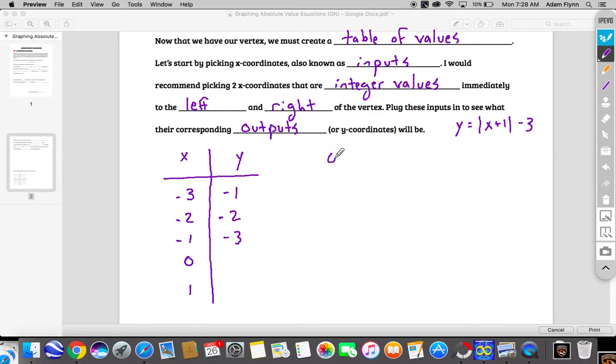So when I plug in 0, okay, I end up getting the absolute value of 0 plus 1 minus 3. 0 plus 1 is going to be 1. So I've got the absolute value of 1 minus 3. Absolute value of 1 is 1, because it's 1 unit away from 0 on the number line. And 1 minus 3 is going to be -2.